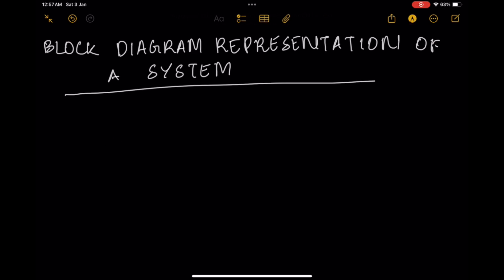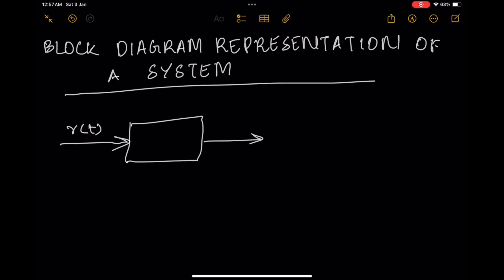As we all know, a system has an input and an output. So I'm considering a system with an input and an output. Let the input be R of t and the output be C of t. Then the system will do some functions and I call that the transfer function. So I'm giving an input, I'm getting an output, and some things are happening within the system, and I'm representing it as the transfer function.